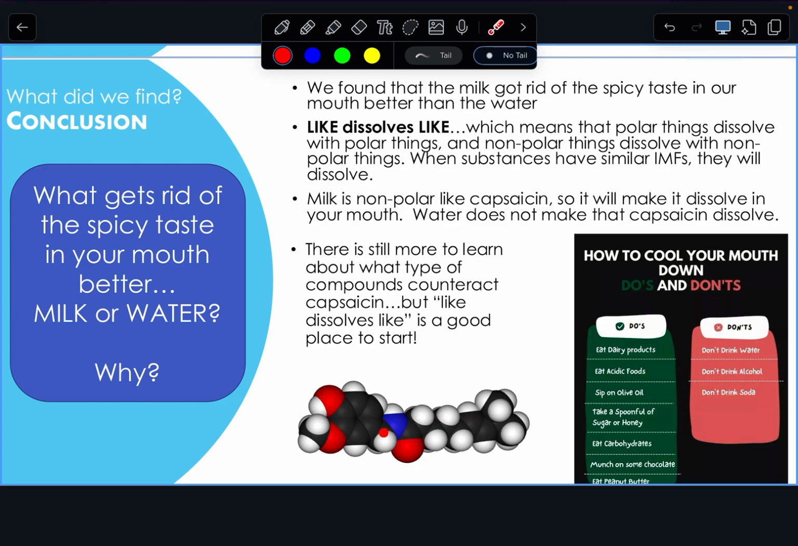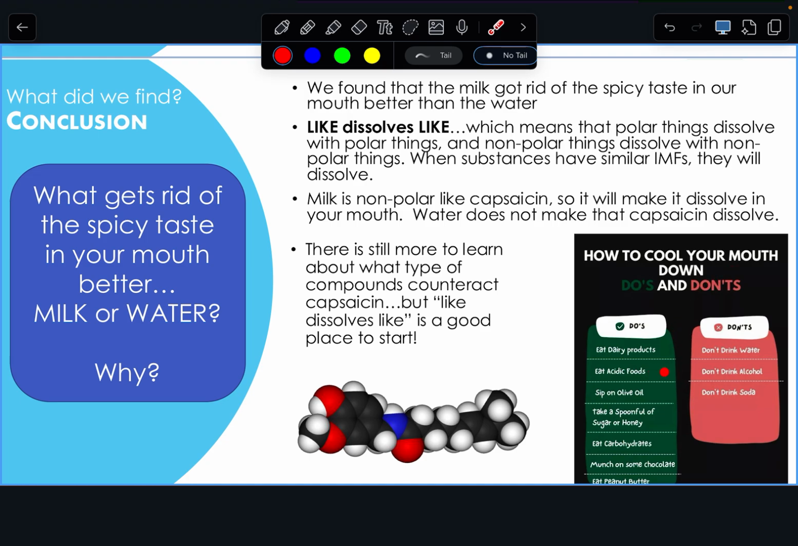Well, this molecule right here, capsaicin, has a lot of non-polar regions to it. Does it have some polar regions? Yes. So can I say that a capsaicin molecule is polar or non-polar? No. I can say it's mostly non-polar, but what I can say is it's more like milk than it is like water. And you can see here how to cool your mouth down.